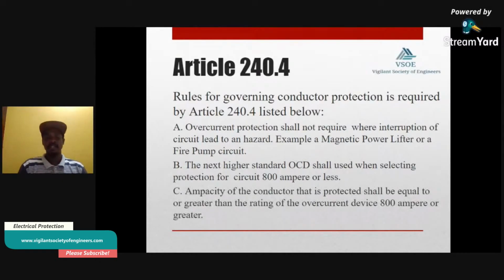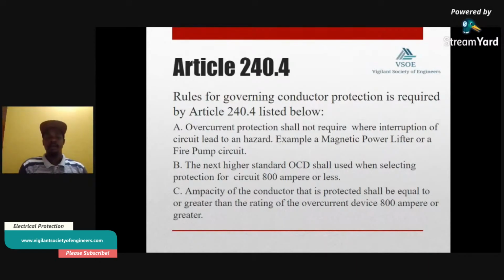The ampacity of the conductor that is protected shall be equal to or greater than the rating of the overcurrent device, 800 ampere or greater. All right. Now, let's back up a little bit. I'm going to talk about the next higher overcurrent protection selecting for 800 ampere or less.